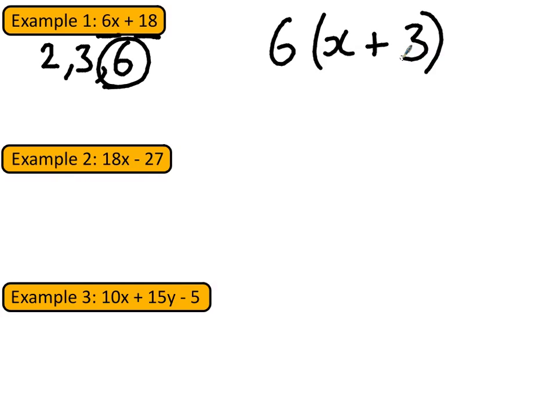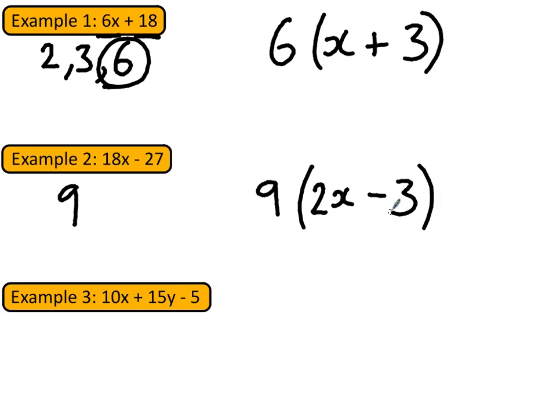In example 2, both of the terms in the expression can be divided through by 9. So 9 is the highest common factor. So we're going to write 9 there. Now, if I imagined multiplying 9 by something to make 18x, well, that something must have been a 2 to make the 18 and an x to make, well, the x. What must I multiply 9 by to get minus 27? Minus 3. So the answer to this one is 9 bracket 2x minus 3.